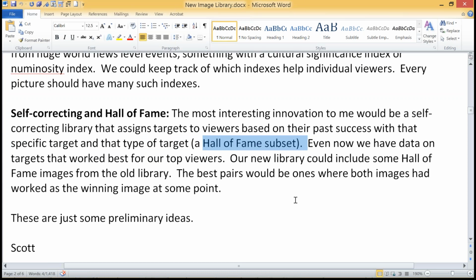So we could actually dynamically, when it comes time to generate a photo for them, after they've already uploaded the transcript, often, if not always, pick a target pair for them. That's a type of target that worked well for them in the past.